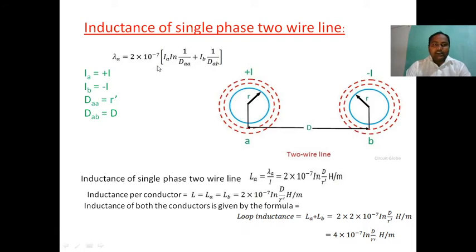Now please see the second equation: 2 into 10 power minus 7 IB log 1 by DAB. If you take 2 into 10 power minus 7 as common, we get IA log 1 by DAA plus IB log 1 by DAB.